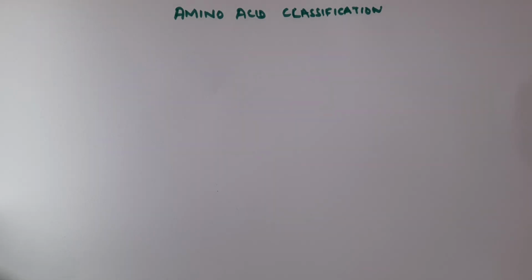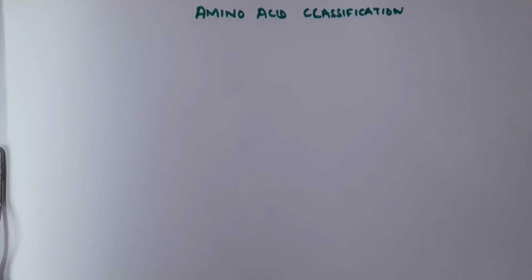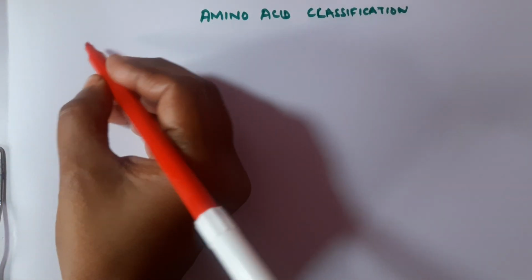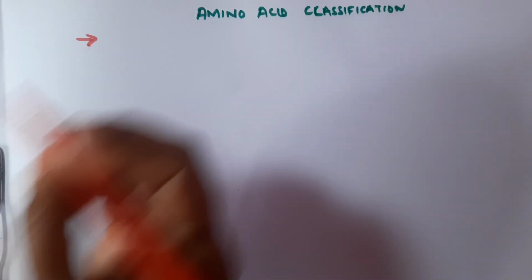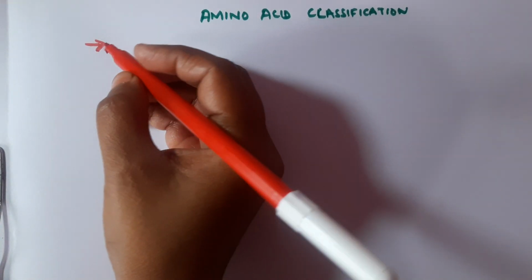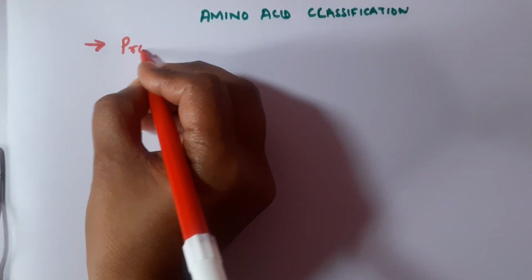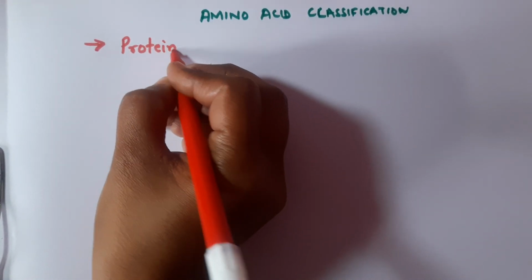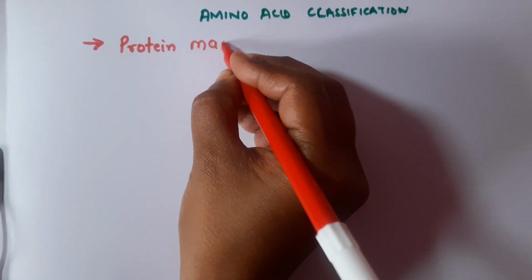So welcome friends, in this video we are going to talk about the amino acid classification. First of all, what we should know about the amino acids. Basically amino acids, they are the protein macromolecules.